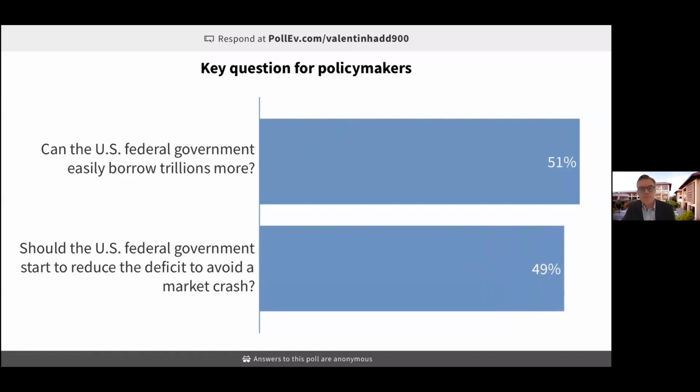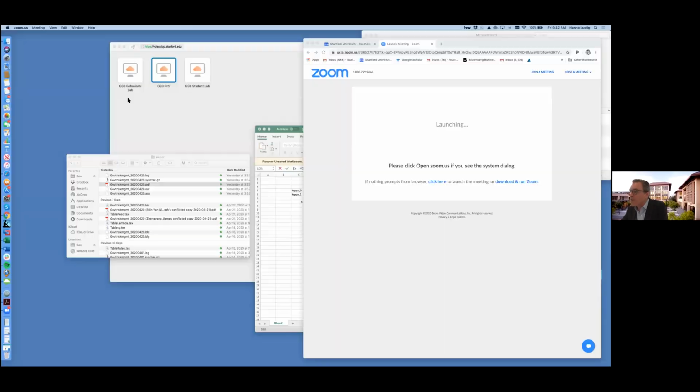Hanno, I think we're converging very close here, so you can take it from here. Okay, thank you. So this is really interesting. I think it's very close, roughly a 50-50 split. So half of this audience of macro financial economists think that we can borrow a lot more, but the other half seems to think not.